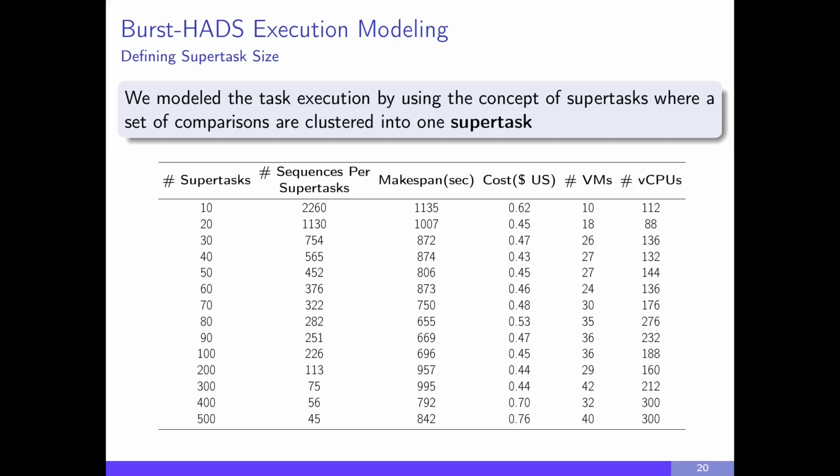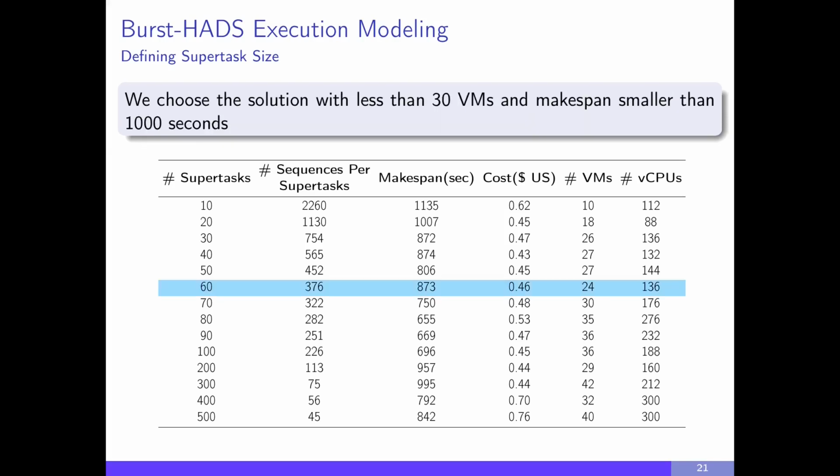But there is another characteristic when we are considering the spot market. There is the fact that the spot VMs can be revoked, in this case hibernated. Because of that, we know that if we have an execution with lots of spot VMs, we also increase the chance of hibernation. So for our practical evaluation that I will show next, we selected the solution with less than 30 VMs and with a makespan of more than 1000 seconds. Because of that criteria, we selected the solution with 60 super tasks.